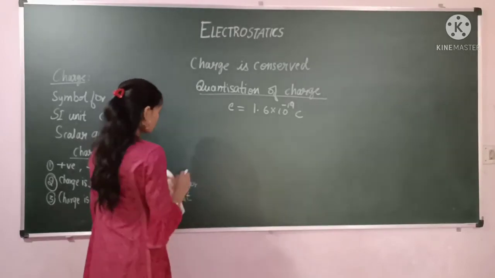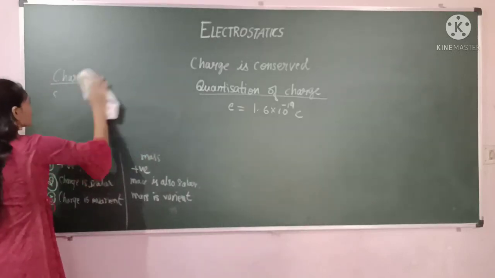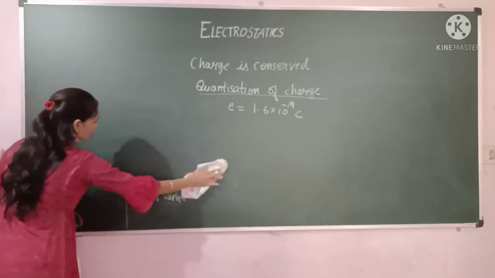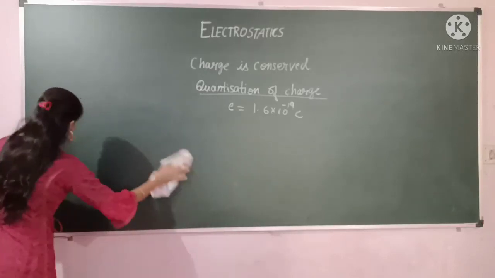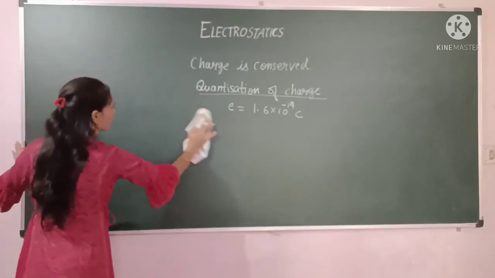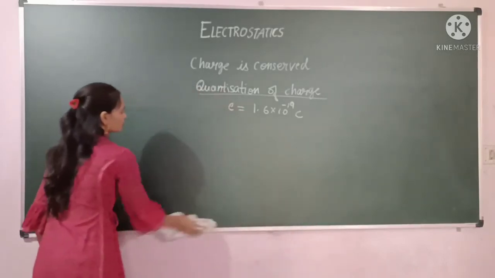So next, we will study methods of charging a body. We have 3 methods of charging a body. Whenever we want to charge any body, we have 3 methods. The first method is charging by conduction, then charging by friction and charging by induction. 3 methods.